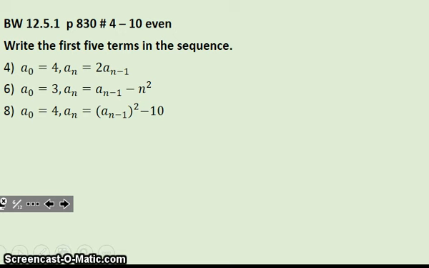3 bookwork problems for practice. Okay, do that now. If you have questions, let me know. Quiz tomorrow.